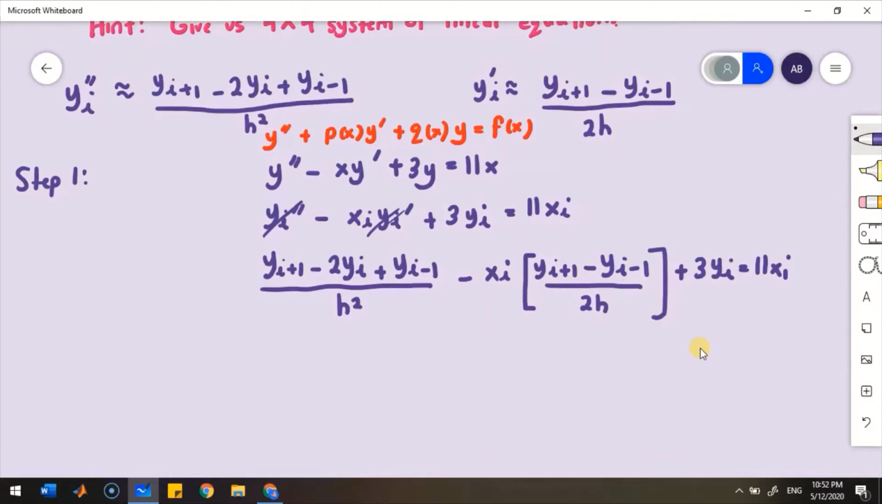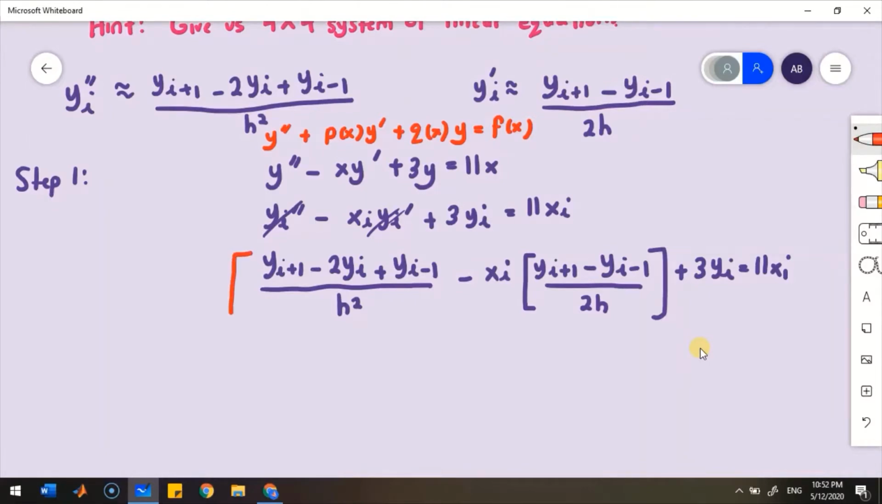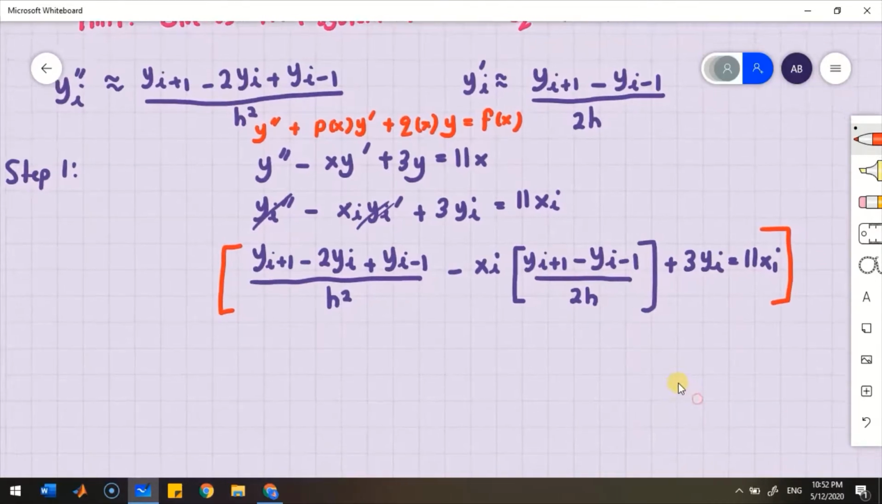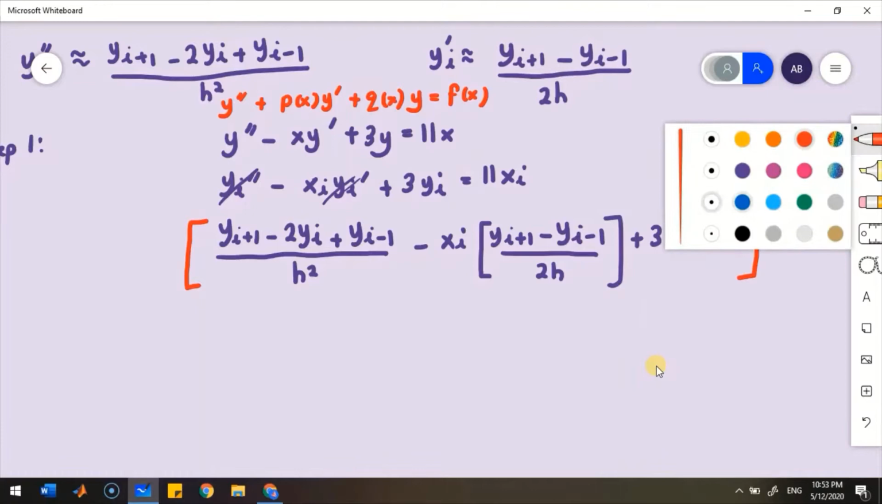Okay, so what we do here is multiply left and right to cancel out h squared and 2. So multiply left and right by 2h squared.